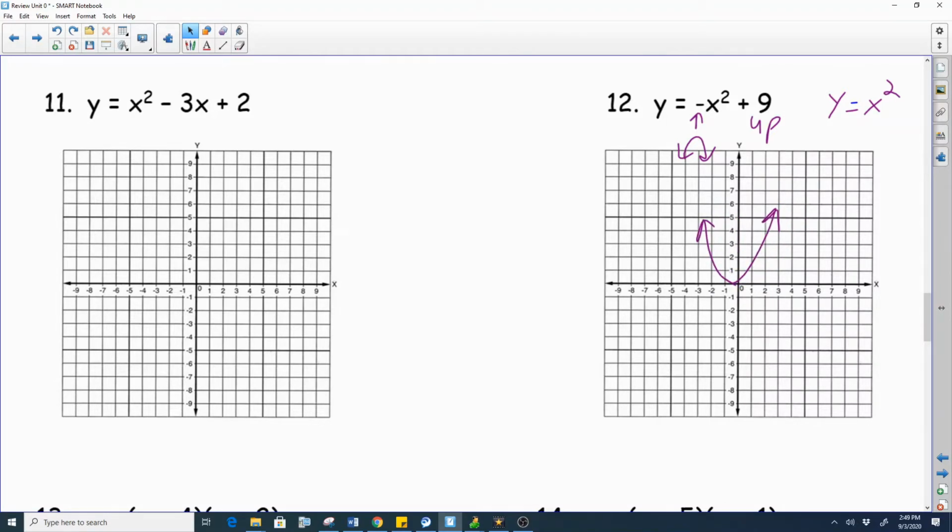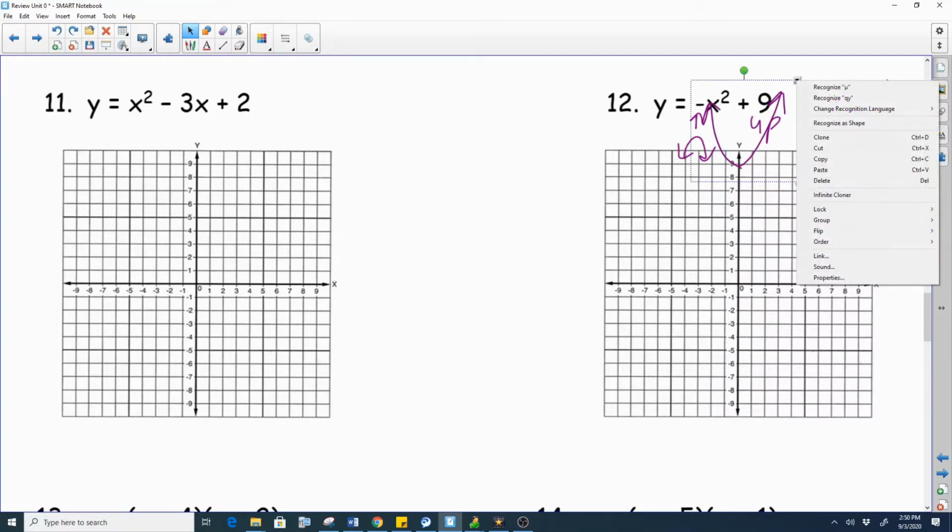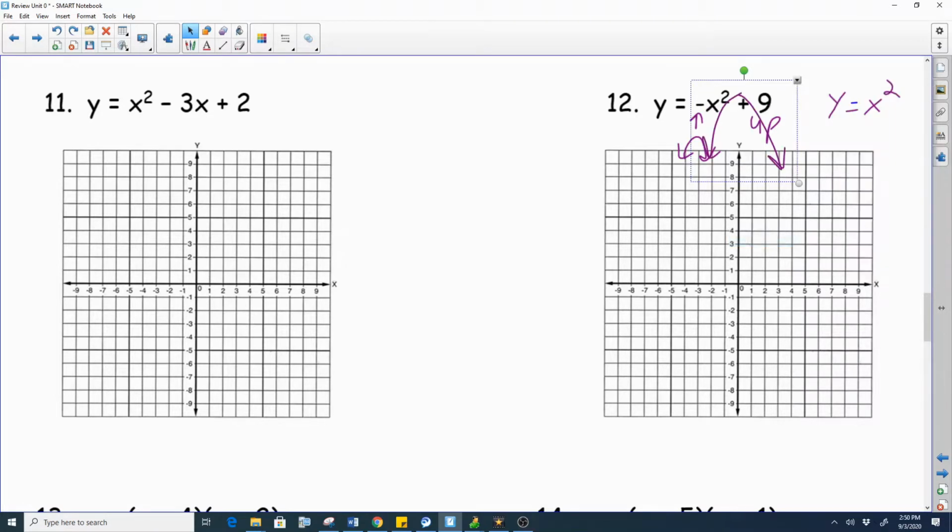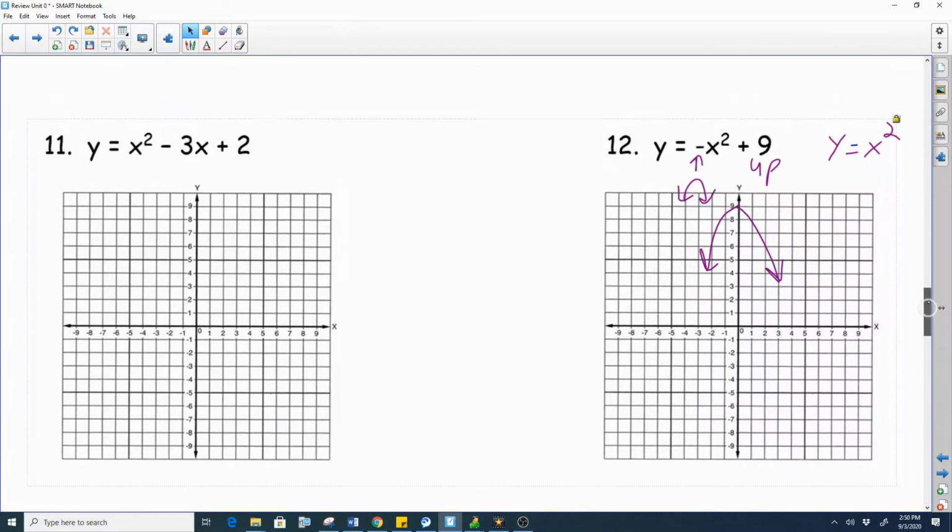Okay, so here it is. This is our parent function. We're going to go up 9: 1, 2, 3, 4, 5, 6, 7, 8, 9. And then we're going to flip it upside down. Bam! And so now we're at 9, upside down, and there's number 12. So that was just a shift up 9 and then go upside down.